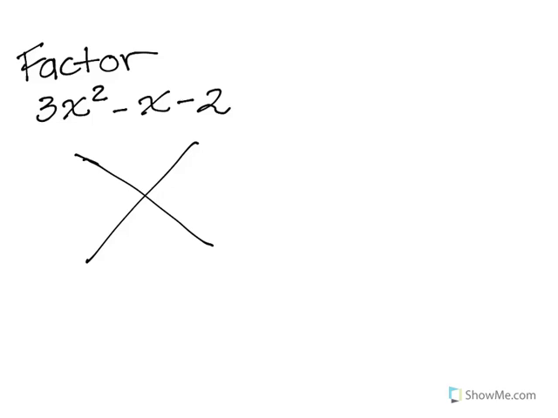Let's review how to factor. So the first thing I'm going to do is draw my x, which I already did. And then I am going to multiply this number and this number. 3x squared times negative 2 is negative 6x squared. Then I'm going to write this number over here, which is negative x.